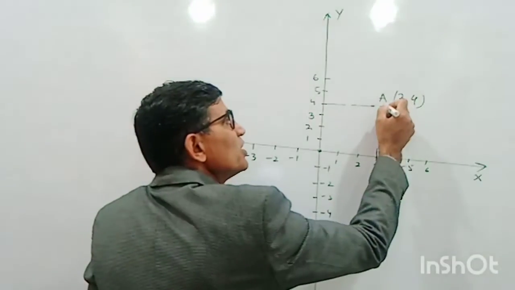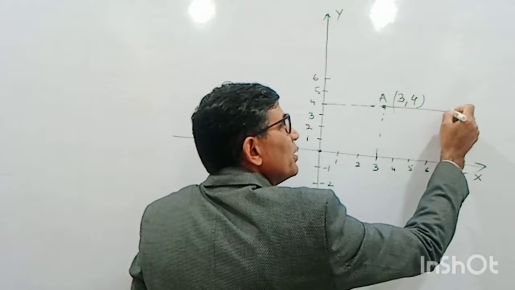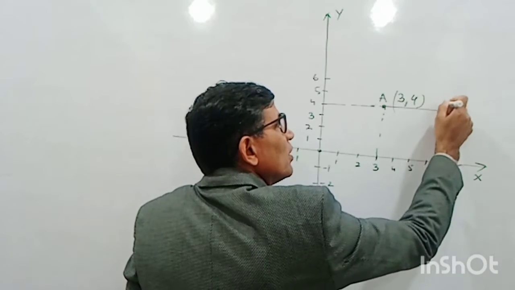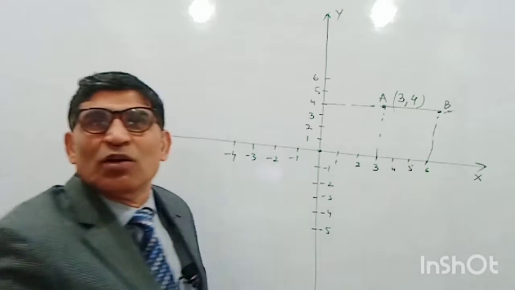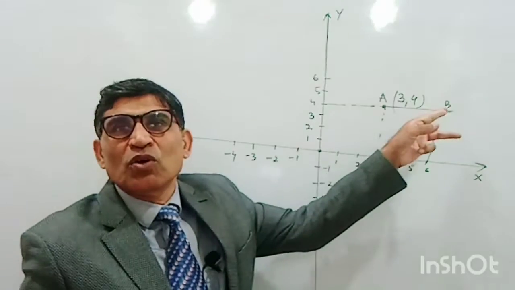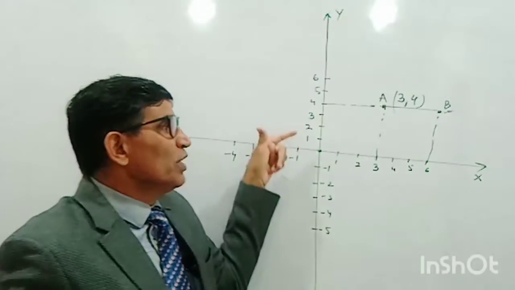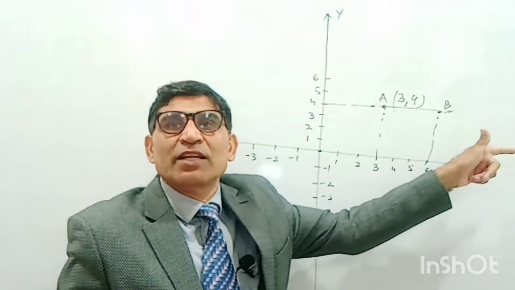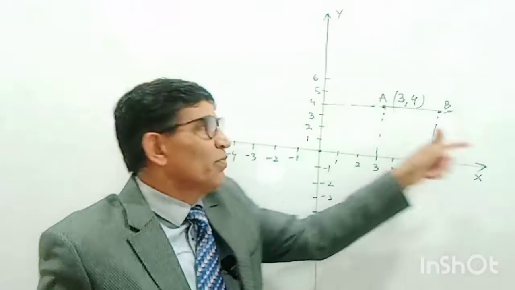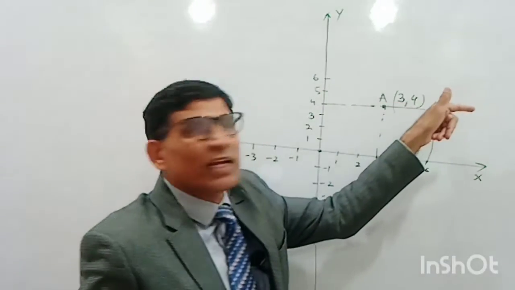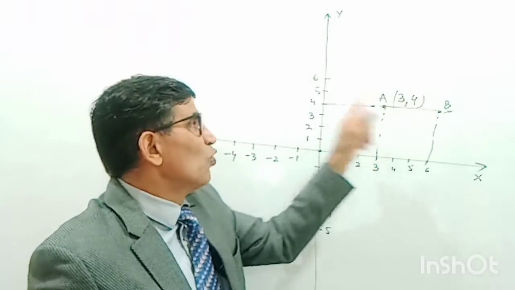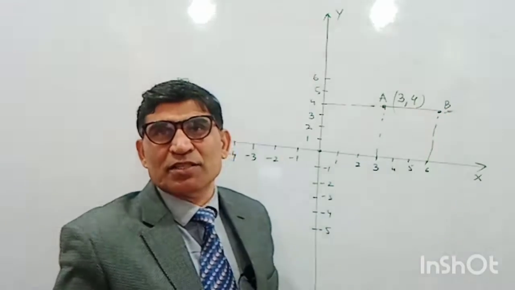Suppose this body is moving from A to point B, this one. Now only one coordinate is changing, the x coordinate. We can say the body is moving in a straight line along the x-axis. If a person is moving along this direction with the same speed, for him this body will be at rest.